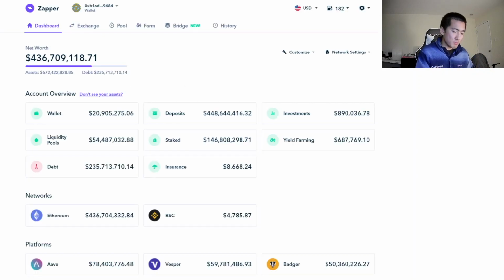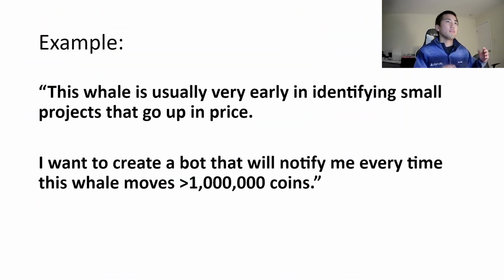So the first example is, let's say you're tracking a whale. In this case, this is 0xB1, who's a pretty popular whale in the crypto Twitter community. And let's say you really respect this whale. He has a lot of money, and you think that this whale is usually very early in identifying smaller projects that really go up in price. So I want to create a bot that will notify me every time this whale moves over 1 million coins. Sounds useful, right?